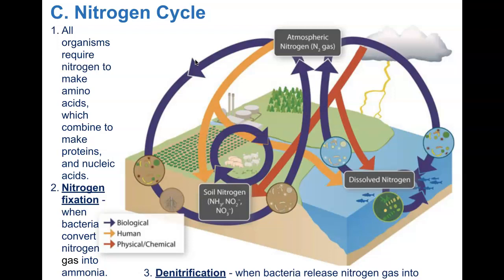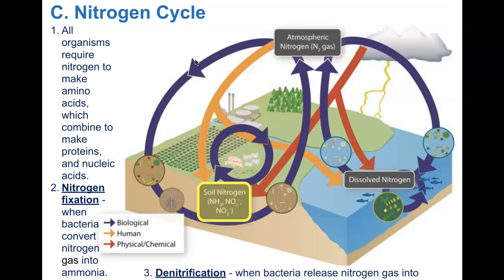Among living organisms, only certain types of bacteria can convert nitrogen gas into ammonia in a process known as nitrogen fixation. Some nitrogen-fixing bacteria live in soil and on roots of plants such as peanuts and peas. Lightning can fix small amounts of nitrogen in a process called atmospheric nitrogen fixation. Other bacteria convert ammonia into nitrate and nitrite, which can be used by primary producers.